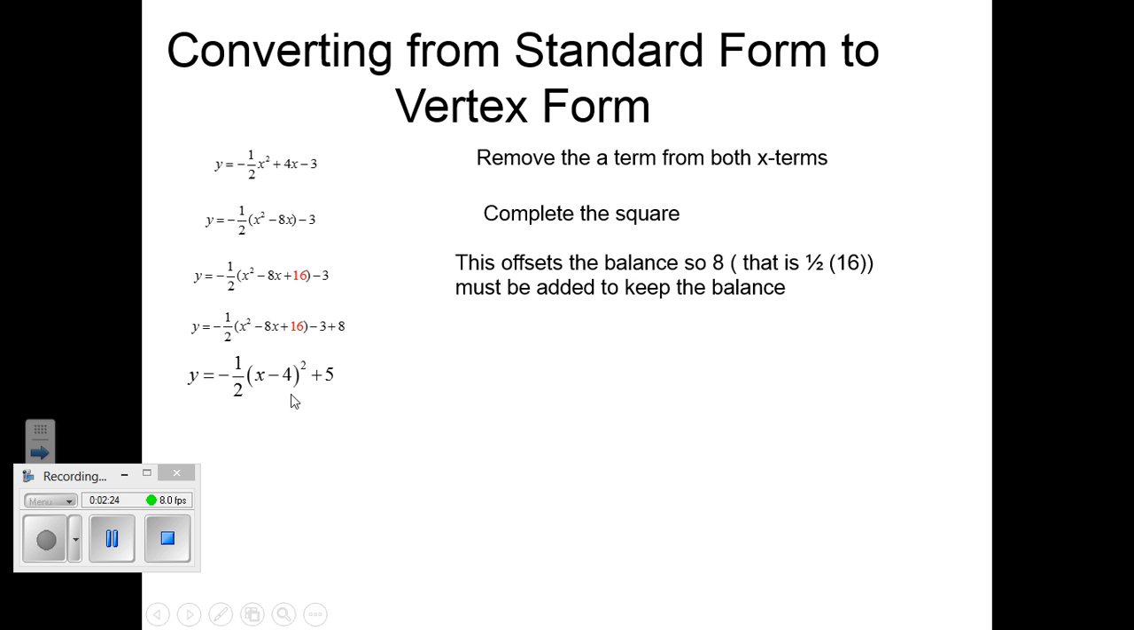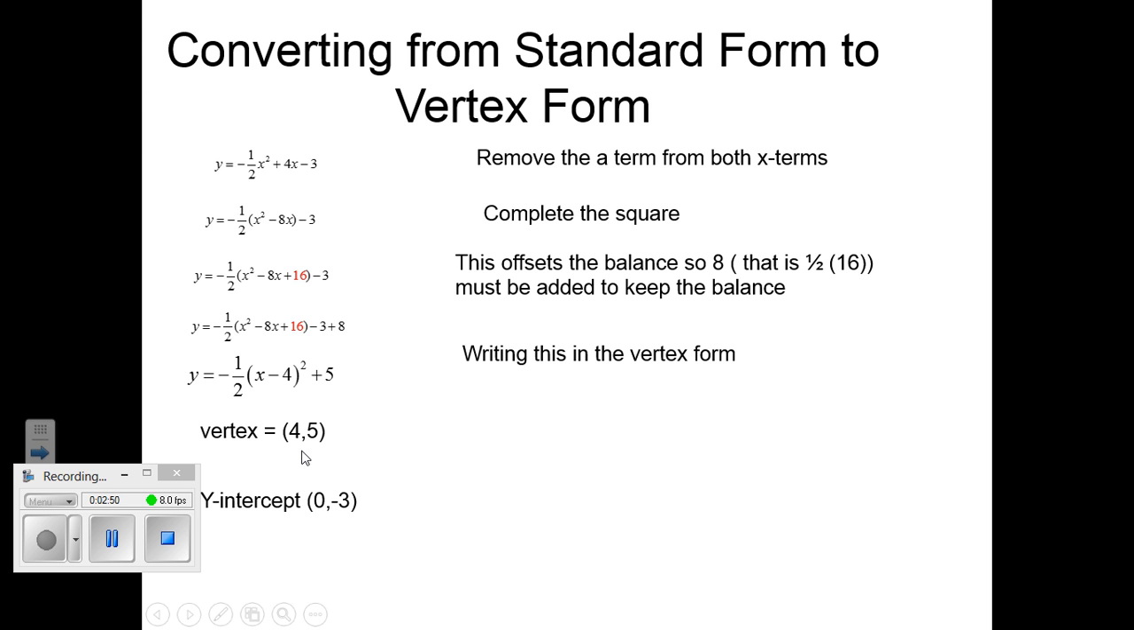h, k is 4, 5. So we have our vertex at 4, 5. We're opening downward from the original expression that is in the standard form. We know the y-intercept right up here. It's negative 3. The axis of symmetry is x equals 4.